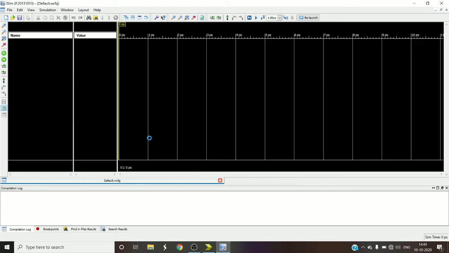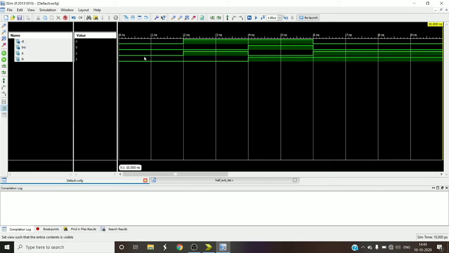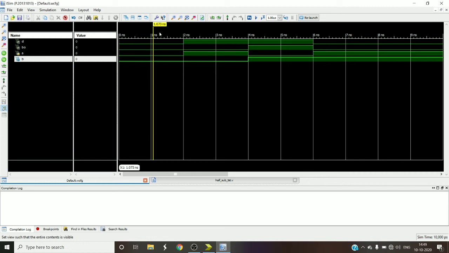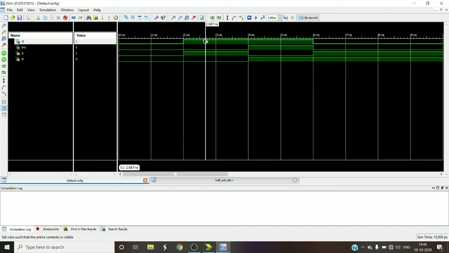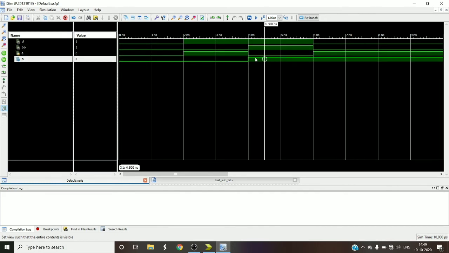Okay, now if you look here, you can verify all the possible combinations. If AB is 0 0, difference and borrow is 0 0. If A is 1 and B is 0, difference is 1 and borrow is 0. If it is 0 1, then both are 1 1, difference and borrow. If it is 1 1, then difference is 0 and borrow is 0. So up to 10 nanoseconds it will execute, then it will stop, because we gave the statement #10 $finish.